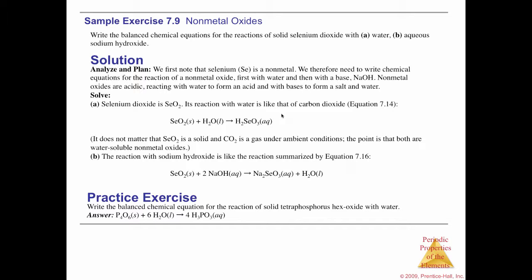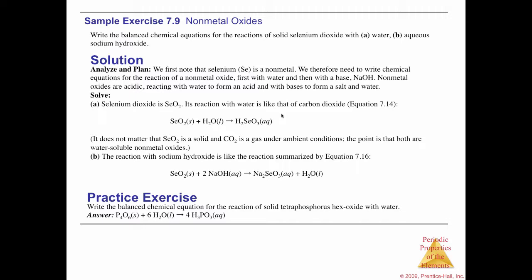Selenium dioxide is SeO2. Its reaction with water is like that of carbon dioxide. So when selenium dioxide reacts with water, it will form an acidic solution. It does not matter that selenium dioxide is a solid and carbon dioxide is a gas under ambient conditions. The point is that both are water-soluble nonmetal oxides.